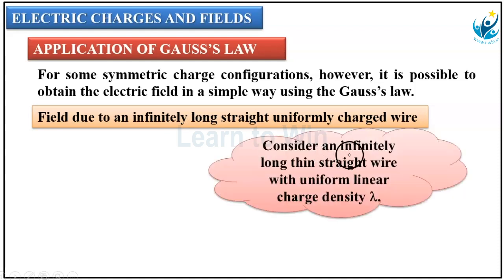now we are considering an infinitely long thin straight wire with uniform linear charge density lambda. Means throughout the length of the wire, some charge is distributed uniformly. That wire having linear charge density lambda. What is lambda? Lambda is charge per unit length.